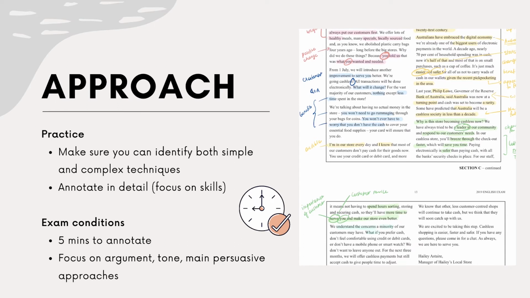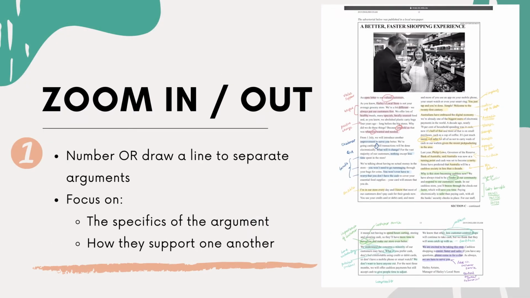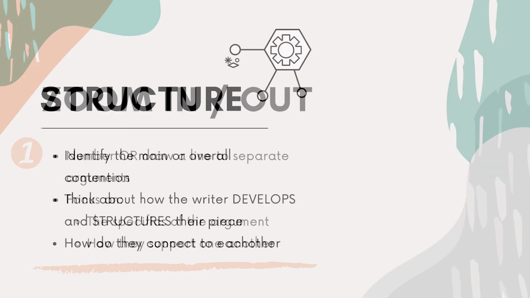When preparing for the exam, take your time and focus on key skills. Make sure you can identify more complex techniques and consolidate your understanding of how language is used to convey the writer's stance. When under exam conditions, only annotate what you need. It is not a technique finding mission. A good way to do it is to zoom in and out. Number or separate the arguments with a line. This will allow you to not only zoom into the specifics of an argument, but also zoom out and see how the arguments connect and support one another.